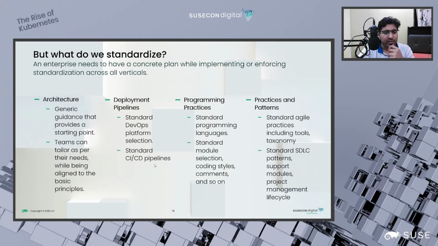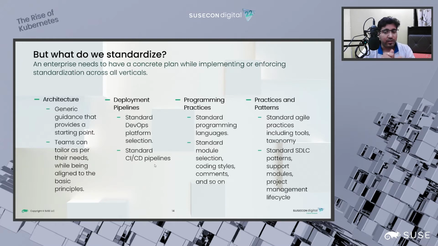But how do we standardize, or what do we standardize, right? So we need to understand that we cannot standardize everything in an enterprise. So we need to have some guardrails: okay, I will standardize these four or five things. So one important thing to standardize will be the architecture. So we need to provide some generic guidance that the teams can adopt, and this can act as a starting point for their journey. And then they can also customize it or tailor it as per their needs while being aligned to the best practices. So architecture is a very important part.